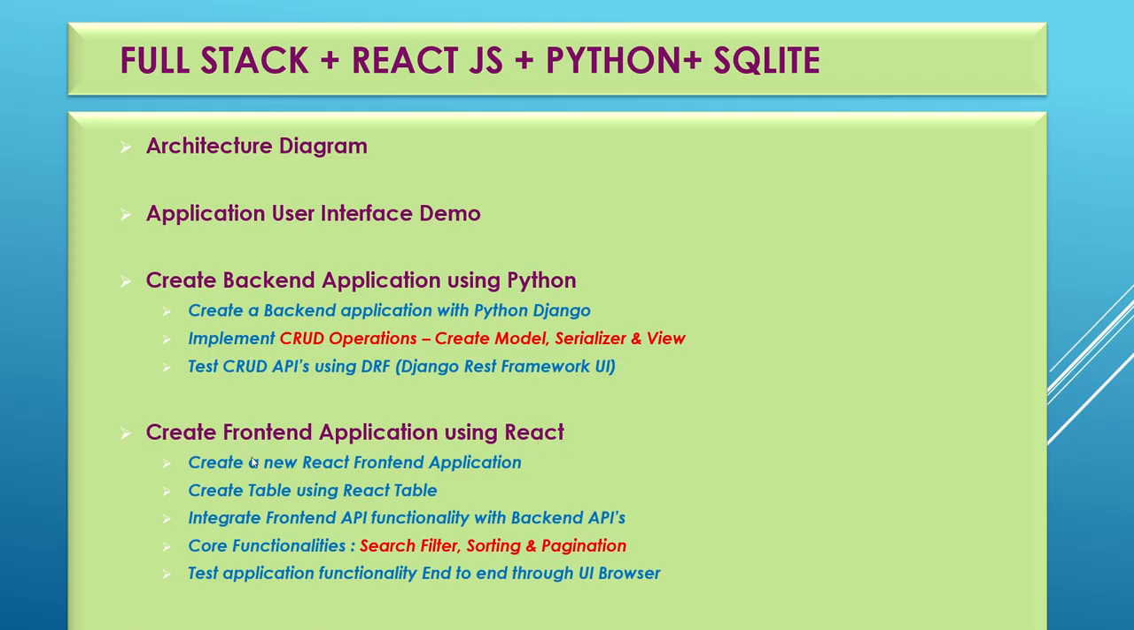On the front end side, we are going to create the front end application using Vite. Next we are going to create a table using the React table library, and we will integrate our front end with the backend APIs. We are going to create some functions with which we connect to our backend REST APIs. We are also going to implement core functionalities like searching, sorting and pagination using functions and hooks available in the React table library. And finally we will test our application end to end through the UI in the browser and verify the response for all the CRUD operations as well as the searching, sorting and pagination.